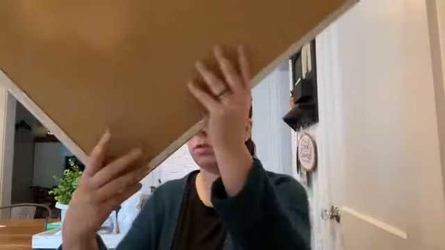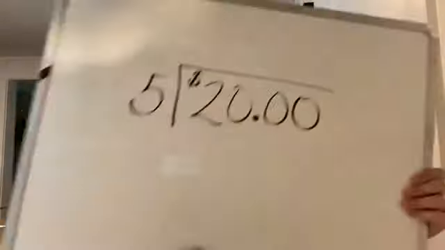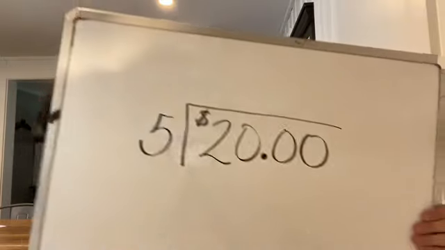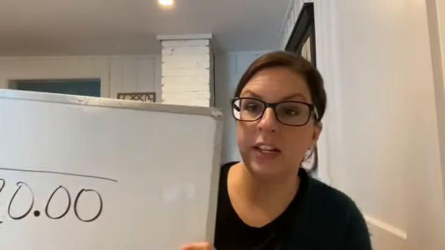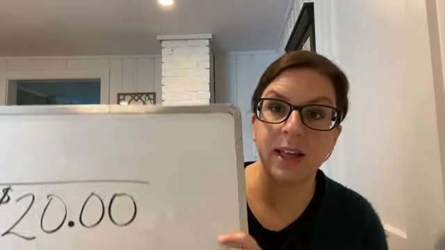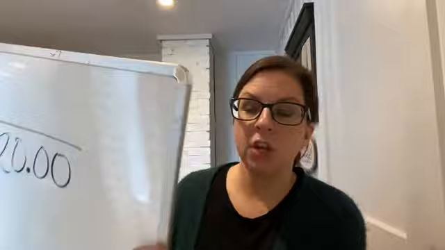Okay, so I have $20 here divided by 5. Okay, so I'm going to divide it just like a regular number, but then I'm going to write it differently at the end. Okay, so the first thing I'm going to say to myself is, how many times does 5 go into 2? Can you do it? Cannot. So we move to the next place.